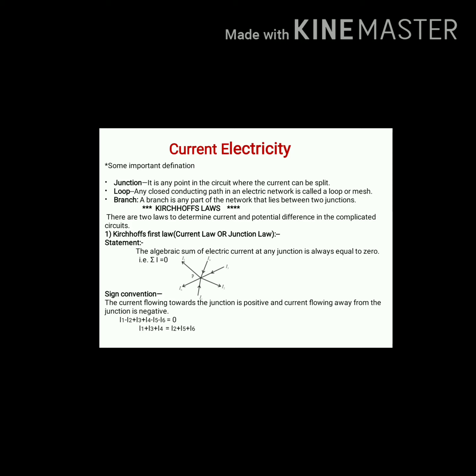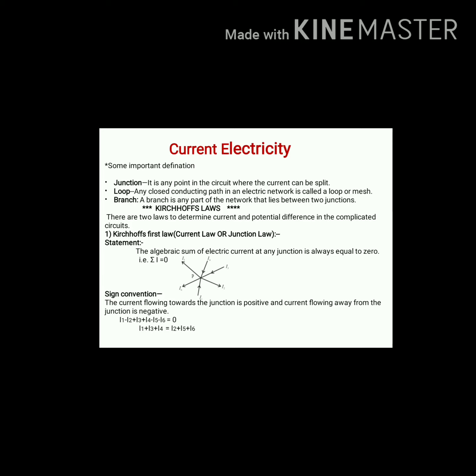Then, here some important definitions. First, it is a junction. Junction is any point in the circuit where the current can be split. Then next is the loop. Any closed conducting path in an electric network is called as a loop or mesh. Then next, branch. A branch is any part of the network that lies between two junctions.